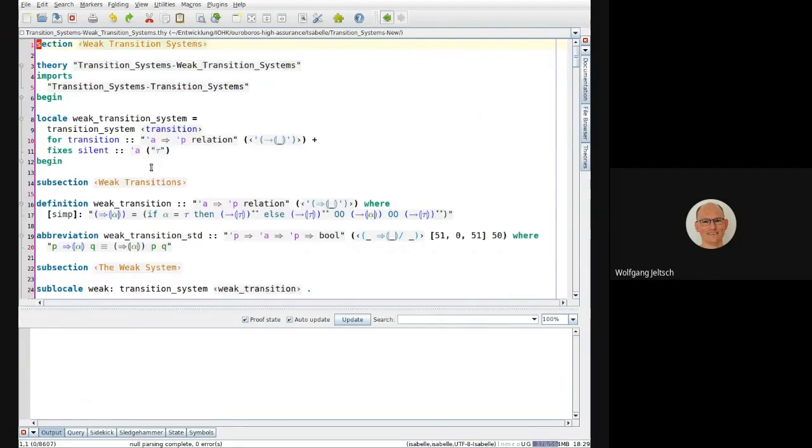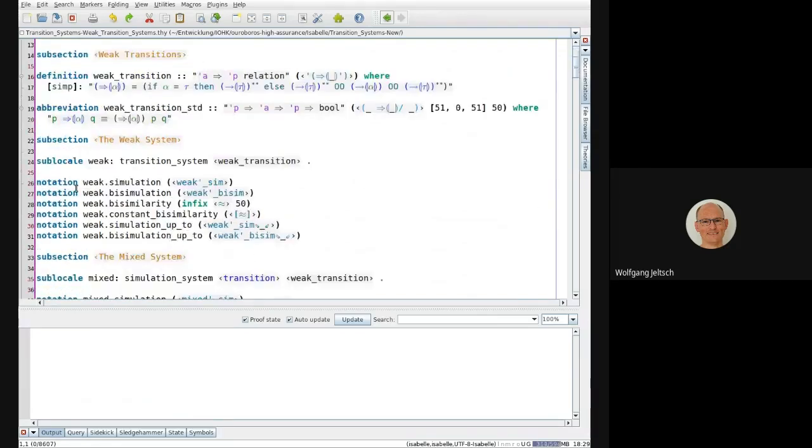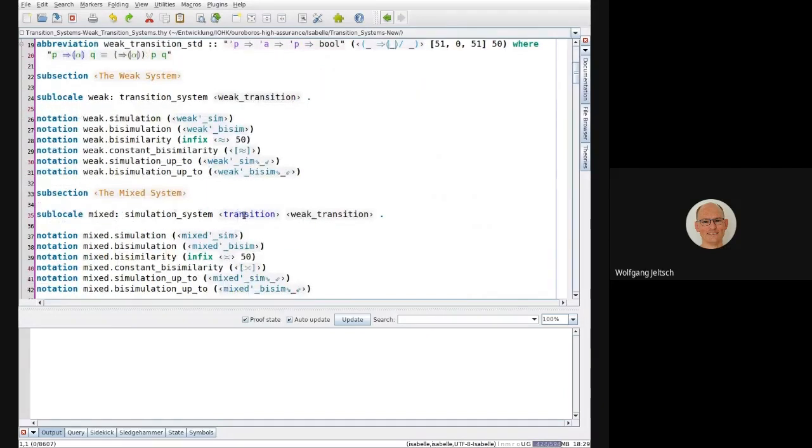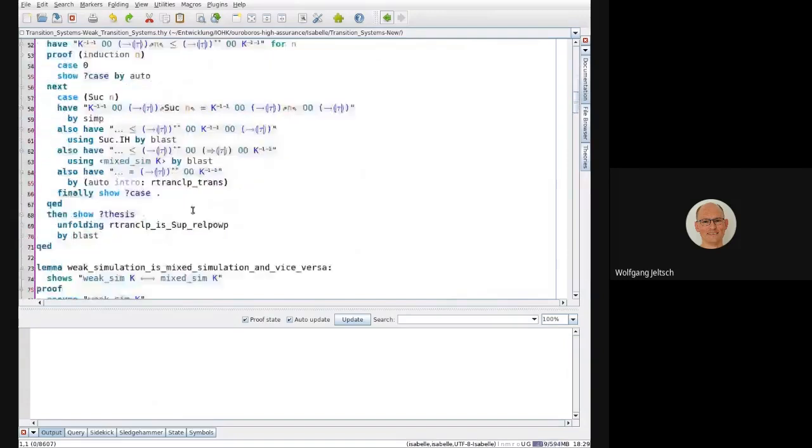That gets a bit less trivial. And then hopefully also some things that might have been unclear now will get clearer. So there we derive weak transitions from the original strong transitions. And then we establish what the weak transition system is. It's just a transition system for these weak transitions. And what the mixed transition system is, it's just a simulation system, because now both can be different, from transition and weak transition. And then we have some auxiliary stuff.